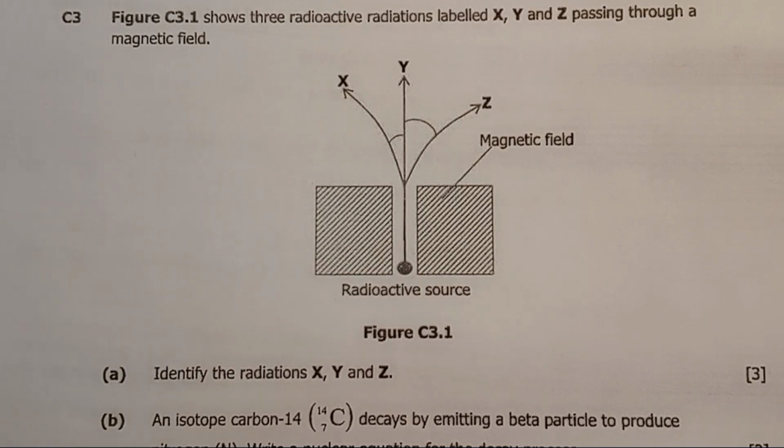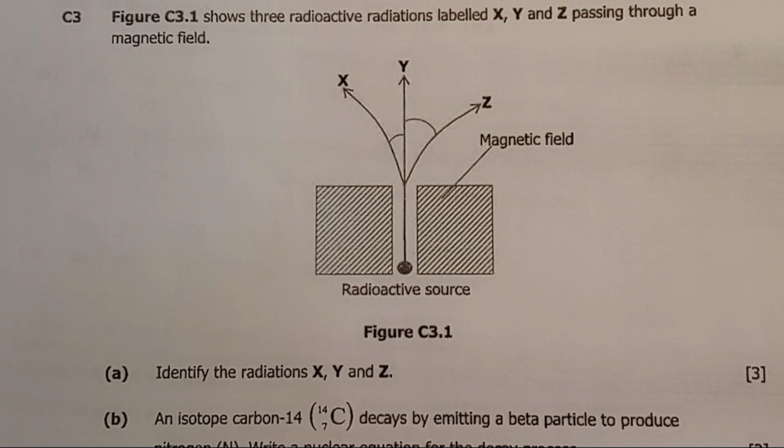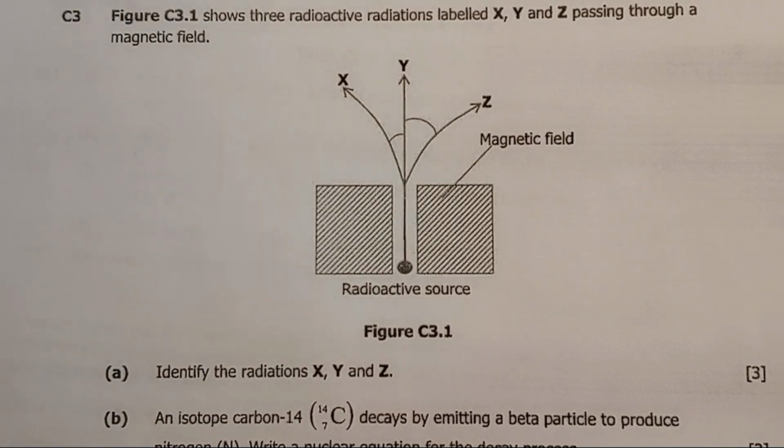Step 3, figure C 3.1 shows 3 radioactive radiations labeled X, Y, and Z passing through a magnetic field. Part A, identify the radiations X, Y, and Z. So remember that these radioactive particles are passing through the magnetic field. So identify the radiations X, Y, and Z.